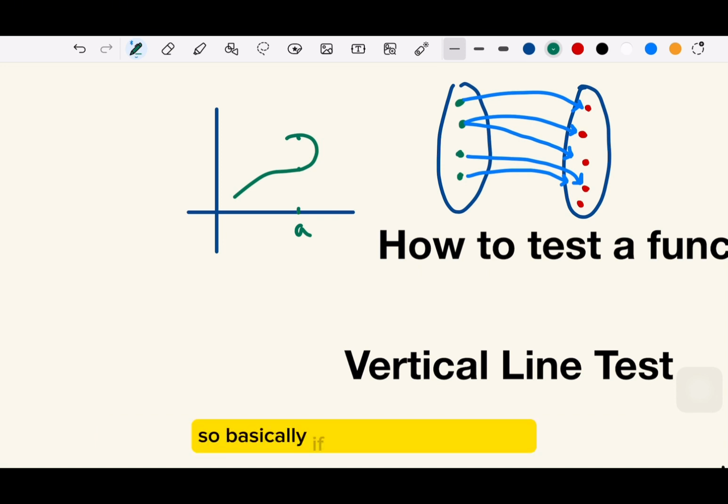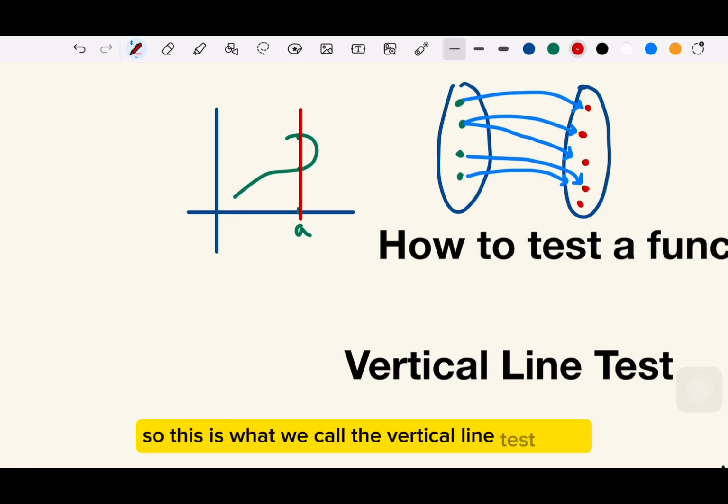So basically, if we are drawing a line, let's say x equals a, let's draw that. This is the simplest way to check if it is a function or not. So you draw a vertical line. If the line crosses more than one point, it means that it is not a function. So this is what we call the vertical line test.